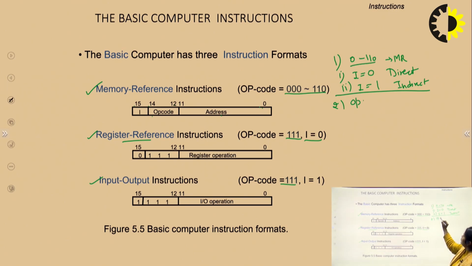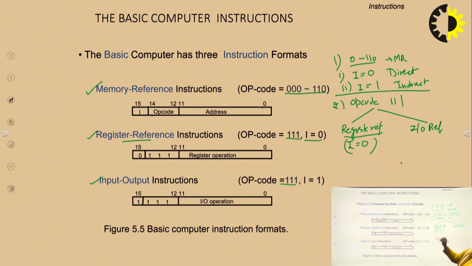Now the second condition: your opcode is 111. Opcode 111 means definitely two values are there. First is the register reference, or it can be the IO. Now you have to check. In the register reference, if I equal to 0, it means your instruction is a register reference instruction, and if I equal to 1, it means it is the IO or input output instruction.